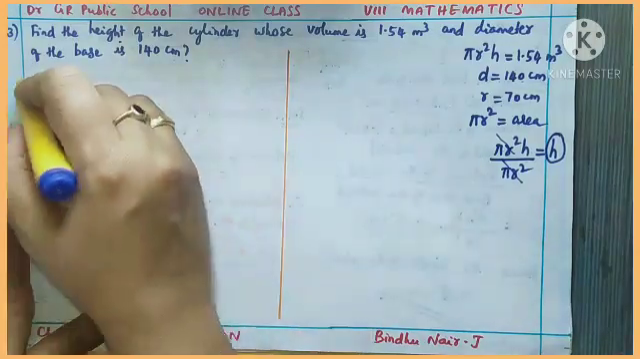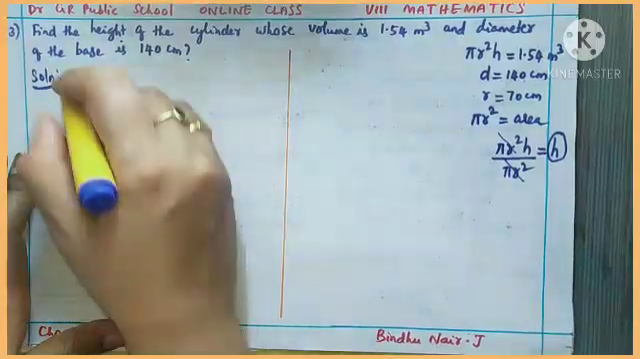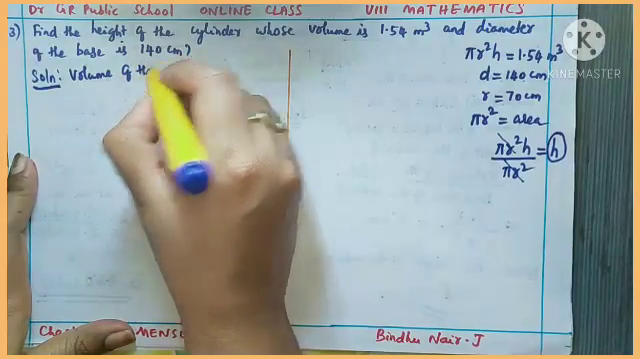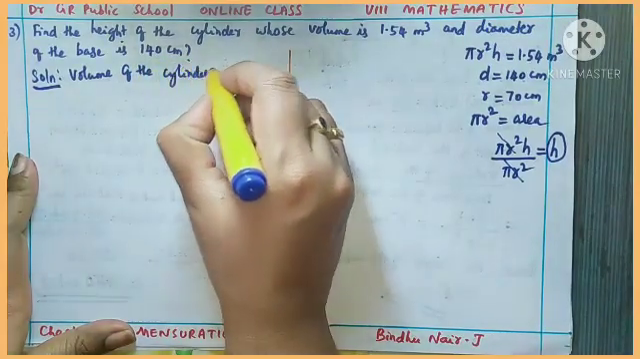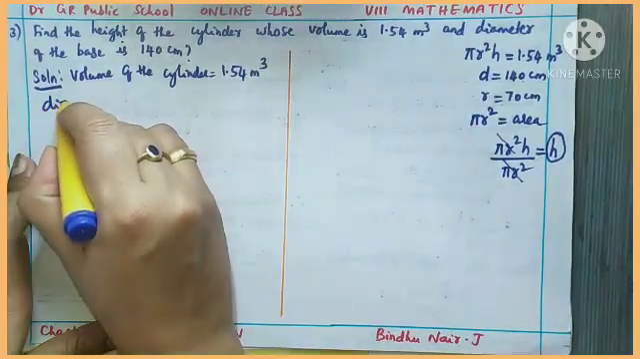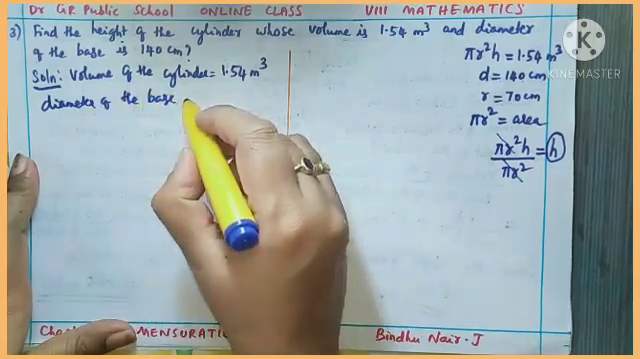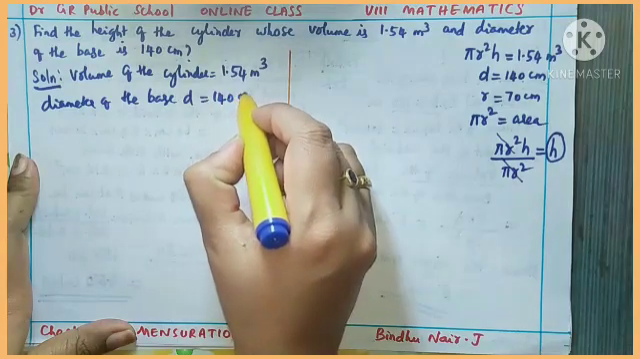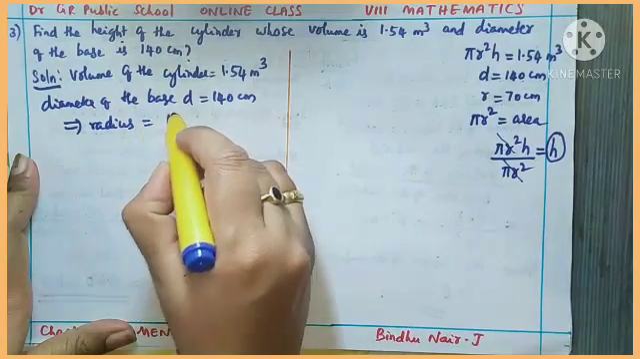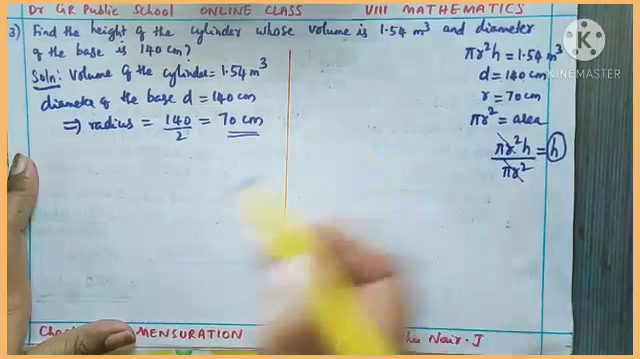So let us write the solution by starting with the given data. So what are the things given? Volume of the cylinder is 1.54 meter cube and the given diameter of the base. Diameter of the base means circle shape. Okay, that is 140 centimeter. So immediately we can find the radius. Radius is 140 by 2, half. That is 70 centimeter. We got the radius.